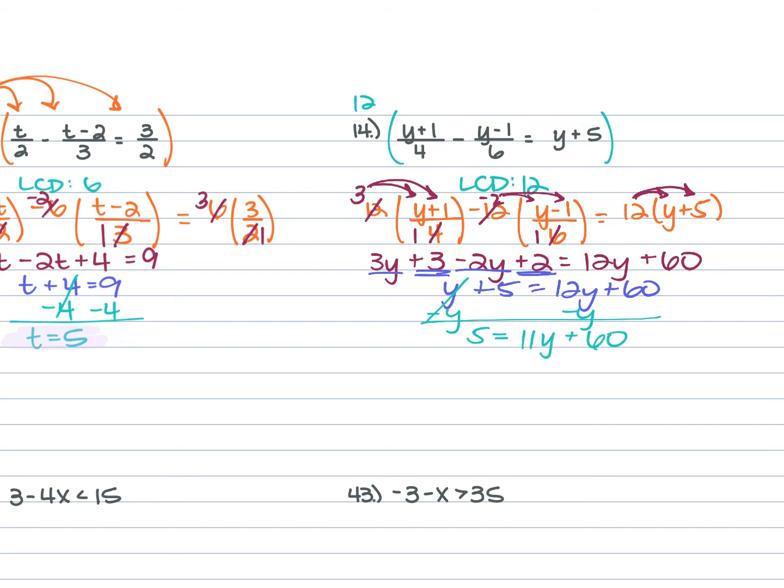Now what? Subtract 60. Okay, 5 minus 60 is? Positive or negative? Negative. So negative 55 is equal to 11y. What do we do now to solve this? Divide by 11. And y is equal to? Negative 5. Good.